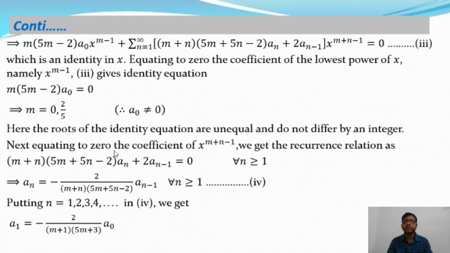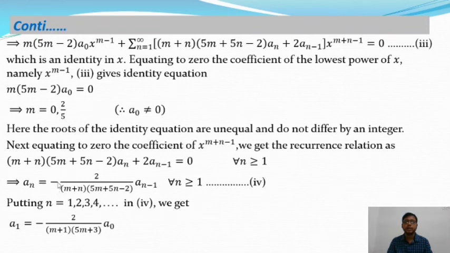So next, equating to 0 the coefficient of x to the power m plus n minus 1, we get the recurrence relation. So the coefficient of x to the power m plus n minus 1 gives (m plus n)(5m plus 5n minus 2) a_n plus 2 into a_(n minus 1) is equal to 0 for all n greater than or equal to 1. So from this equation we will get the coefficient a_n, and it will be minus 2 by (m plus n)(5m plus 5n minus 2) into a_(n minus 1) for all n greater than or equal to 1, and we can write it as equation number 4.